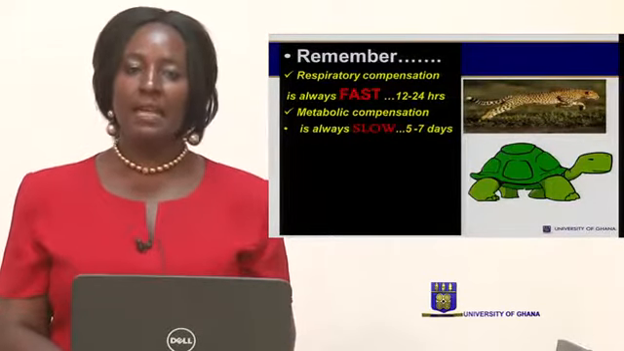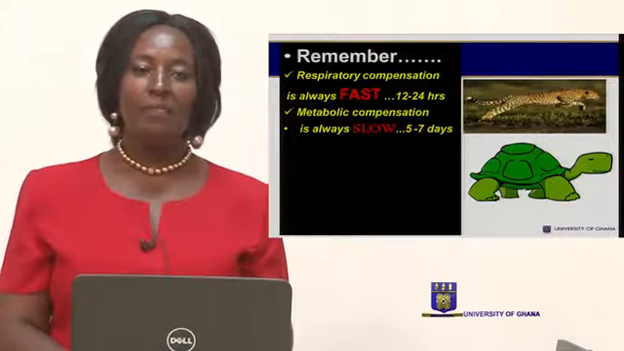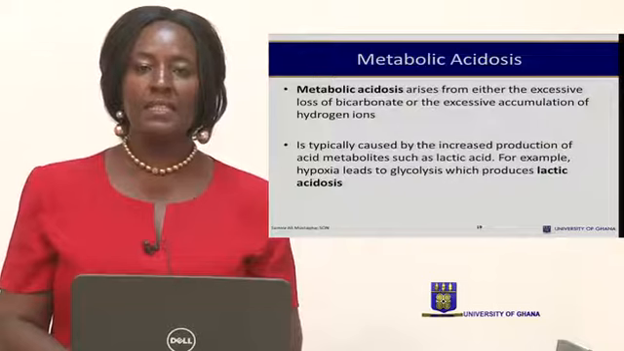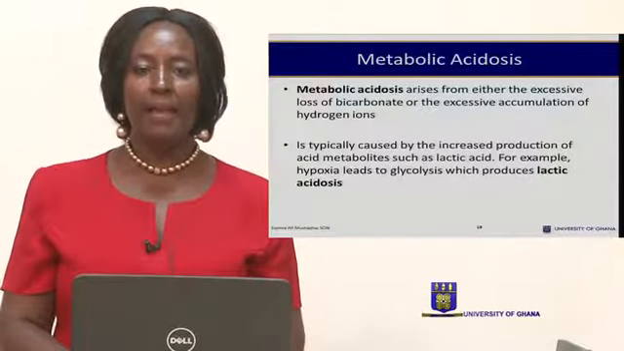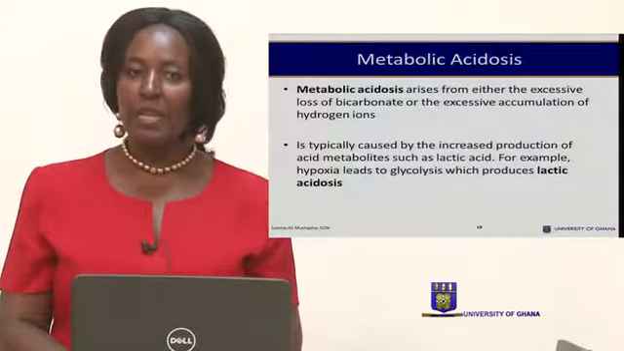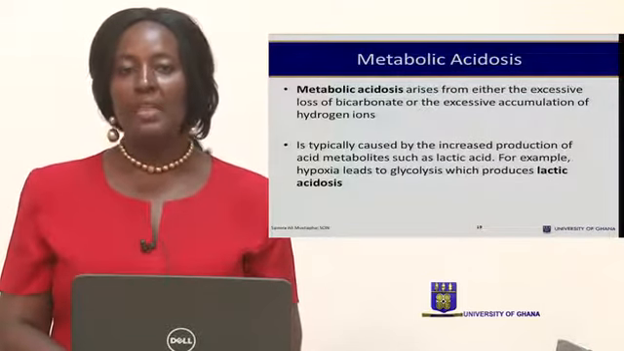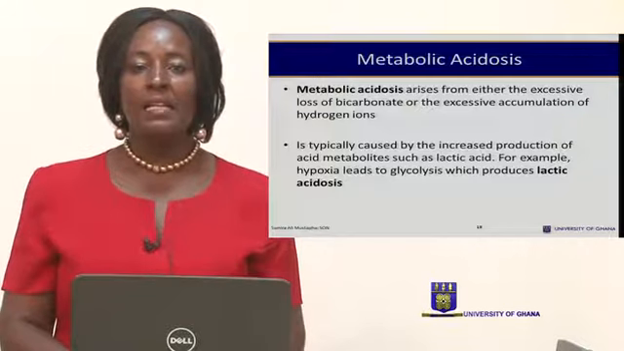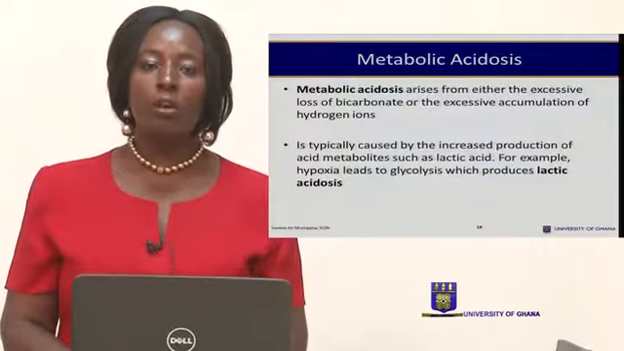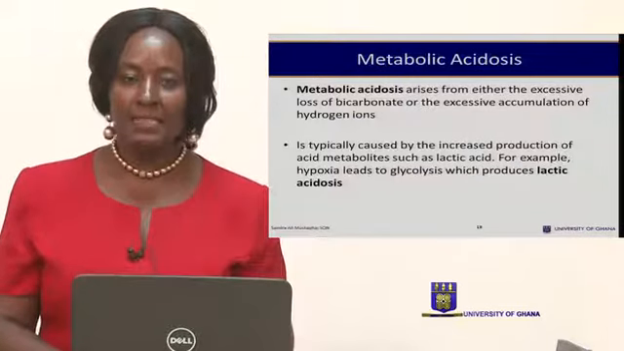So it may take days, up to about a week. So the picture of a tiger connotes very fast, and we all know that the tortoise is slow. So metabolic acidosis, as we have seen, there is some excessive loss of bicarbonate and excessive accumulation of hydrogen ions, hence acidosis, because there is high concentration of hydrogen ions. And so you have the reverse in metabolic alkalosis.